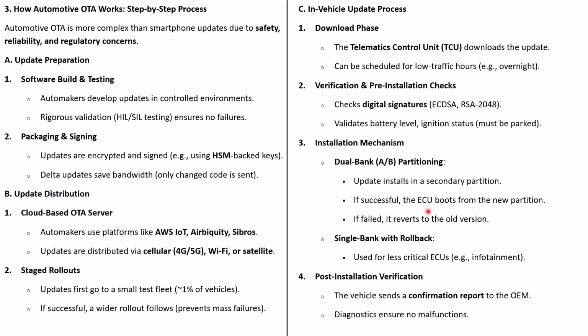This reverting to the old version is a very popular failure. This type of failure happens quite frequently. And next is single bank with rollback. This is used for less critical ECUs, for example, infotainment. It is important, of course, but not important in the sense that failure will lead to fatality or anything like that.